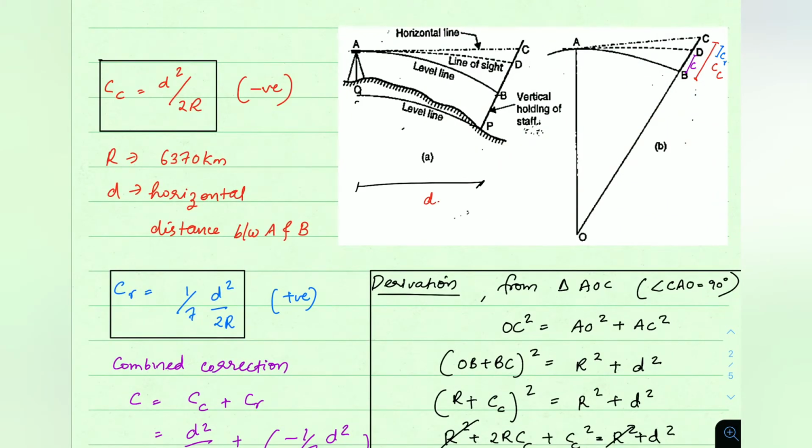See here, we are providing our instrument level at this point A, and we have to find the elevation of this point P. So we provide a vertical staff at this P point. According to our level line theory, we have to get the staff reading at this point B. But because of the curvature of Earth, when we provide a level here, we get a horizontal line of sight and we get our staff reading at this point C, which is not correct. We have to get the value at this B point.